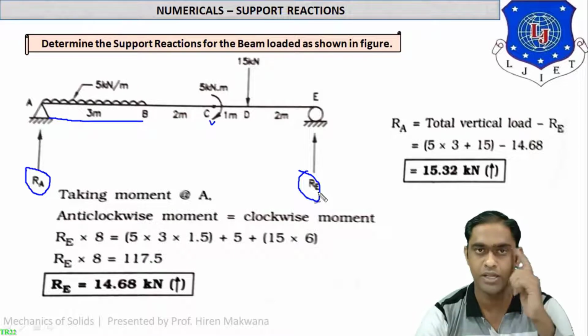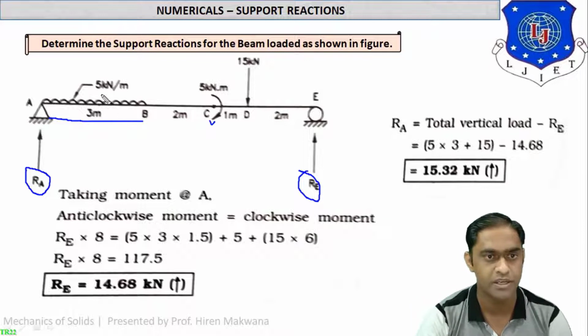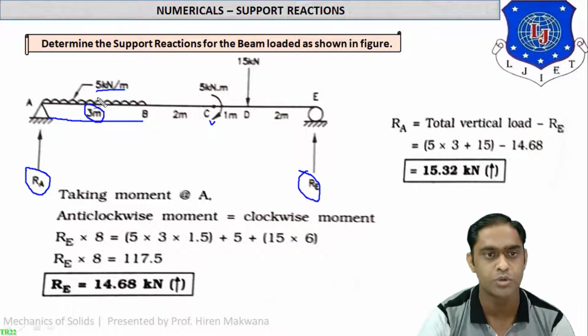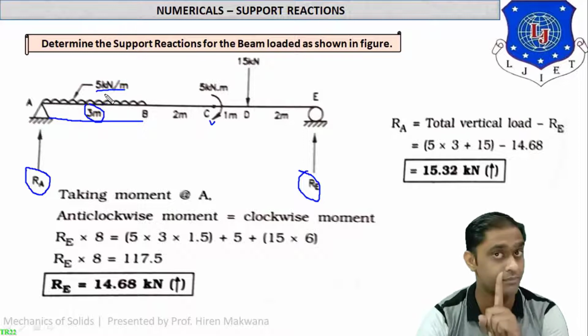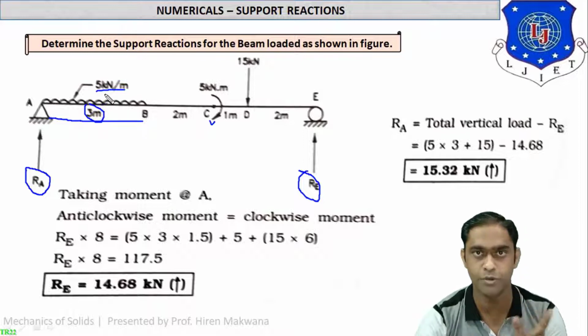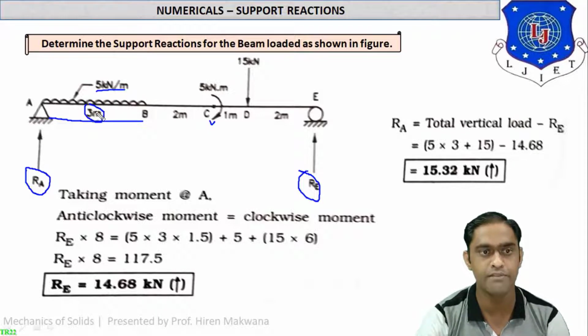Simplified figure you can imagine in your mind also. Here the UDL of 5 kilonewton per meter is directly multiplied by 3 meter. So total load will be 5 into 3, 15 kilonewton. Per meter and into meter cancel out. So UDL will be 5 into 3, 15 kilonewton only. This UDL as it is, this clockwise moment as it is.